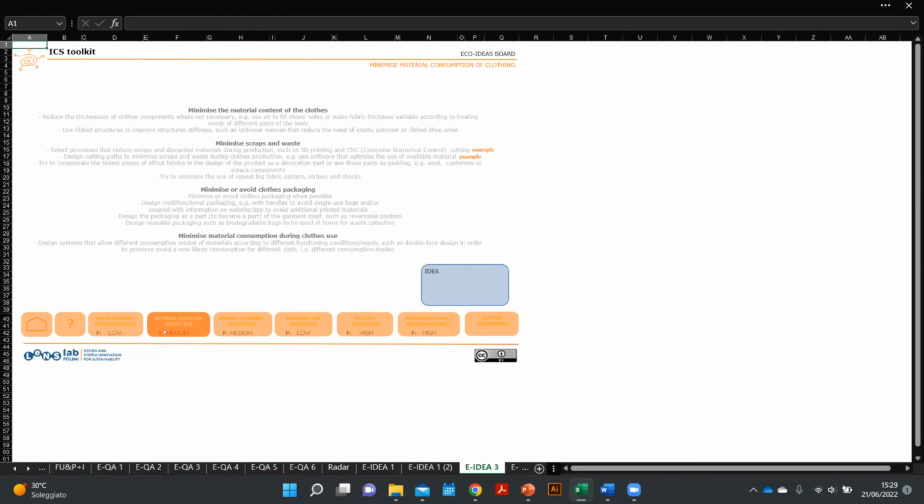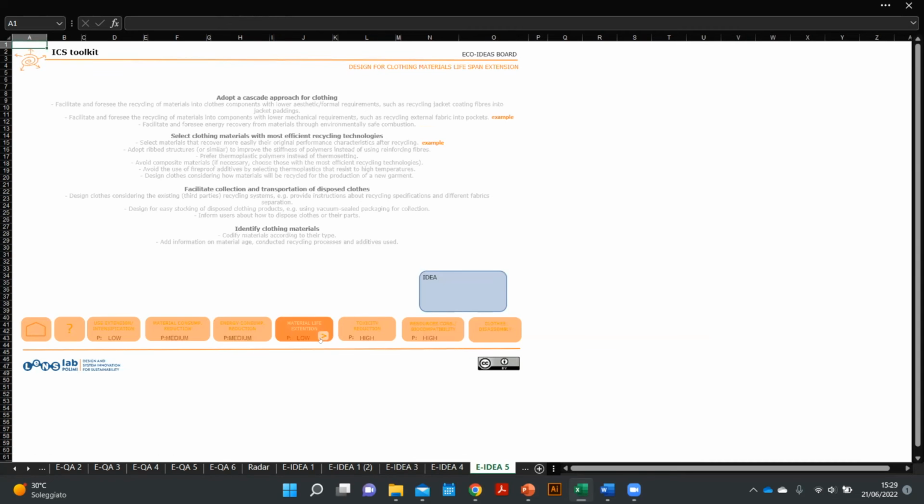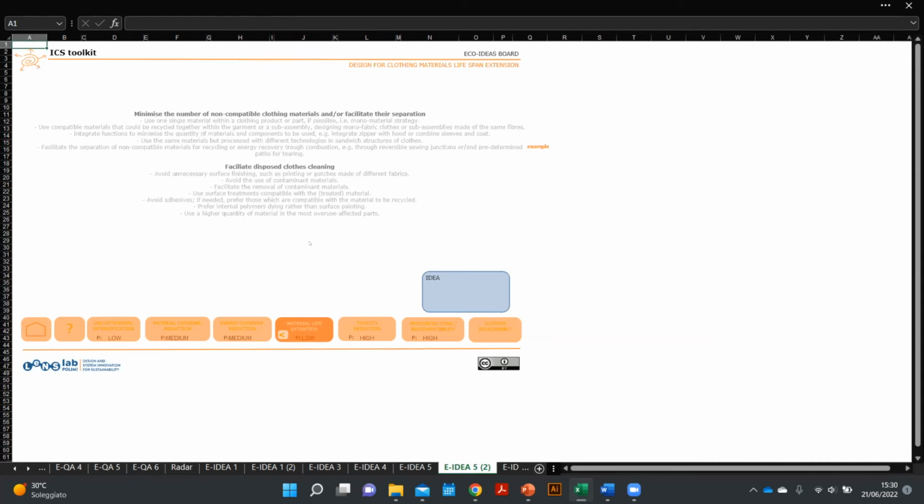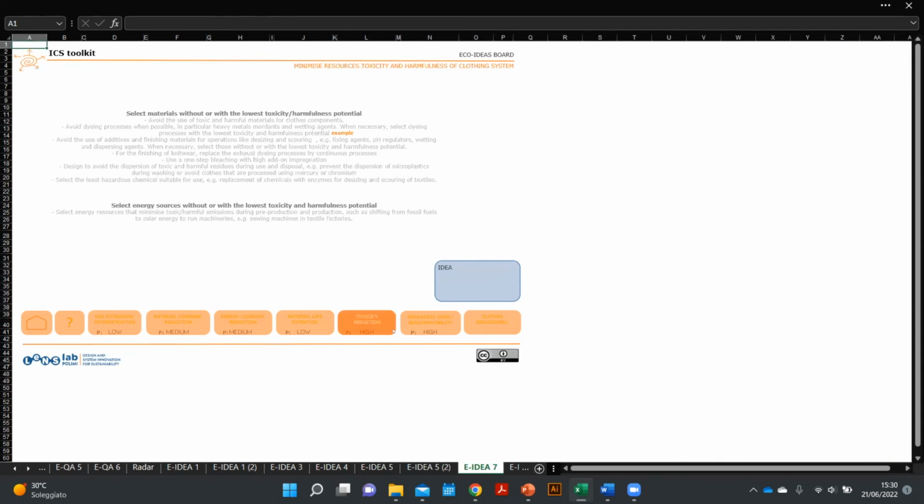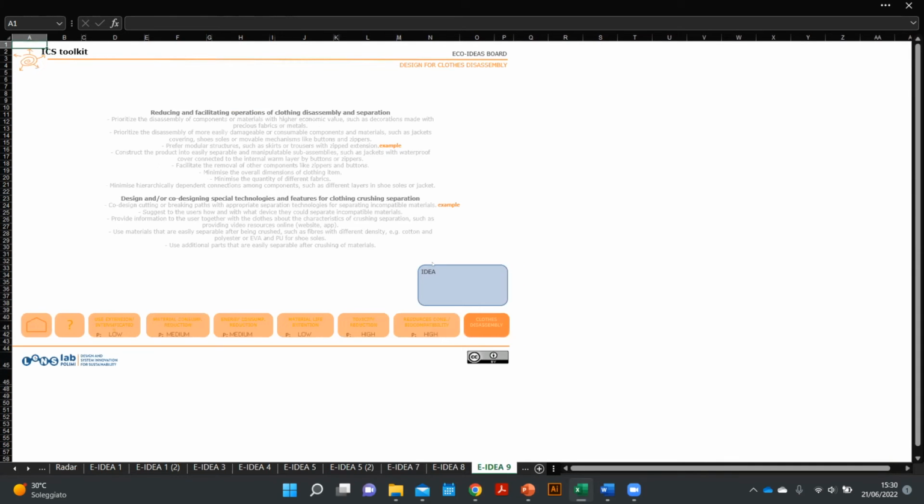Not all of them. You see here we don't have many guidelines, so there is no need to have two pages. But for example, also in material life extension, you have more, and so on.